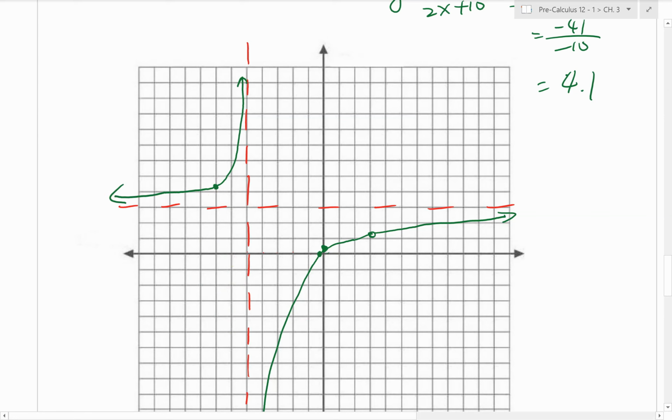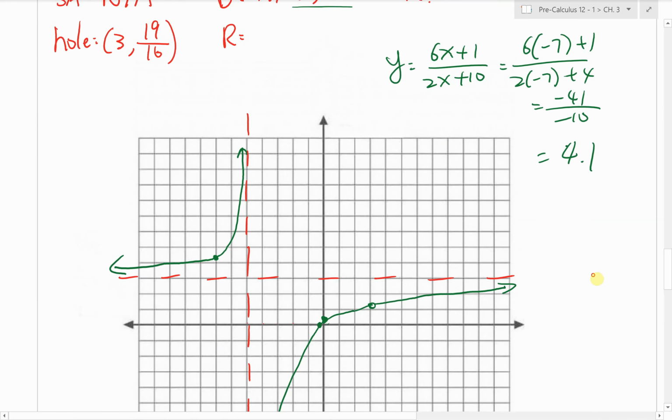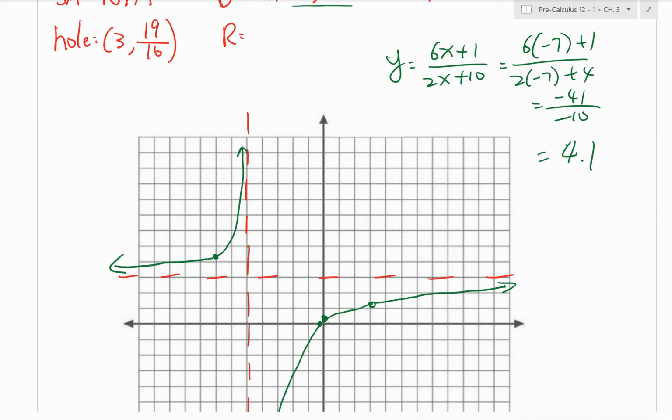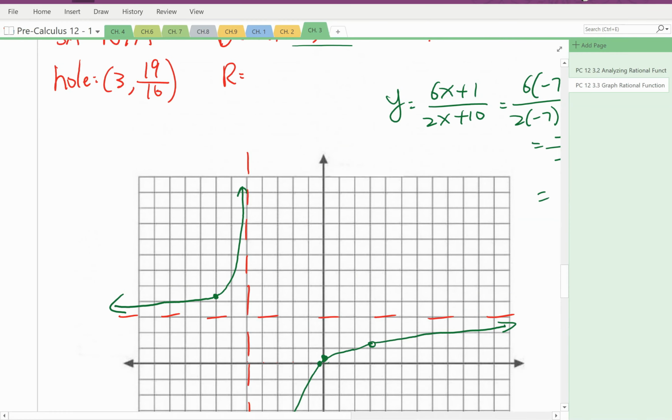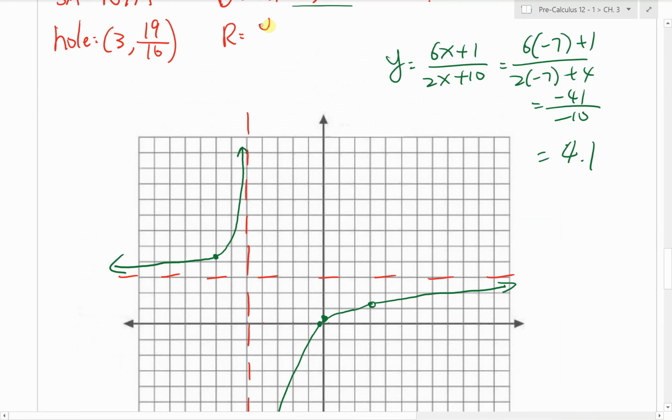Okay, so now you can see the graph covers all the y values except 2 of them. So I'm going to go back to red. Y cannot equal 0. I mean, sorry, not 0, what am I talking about? 3, because that's our horizontal asymptote. It also cannot equal the y value at the hole. That's 19 over 16. But it could be everything else.